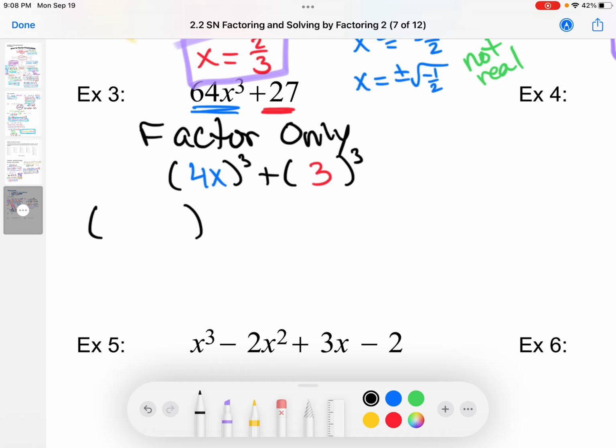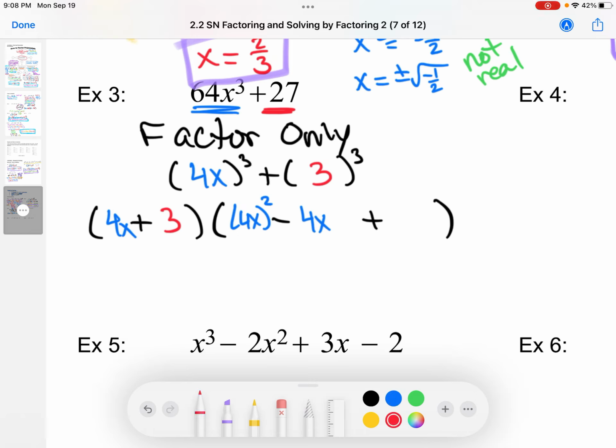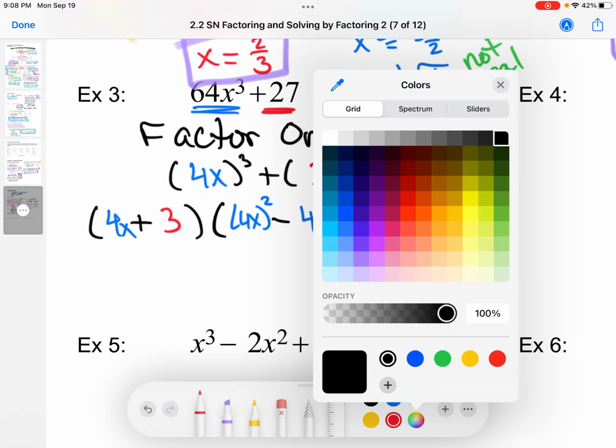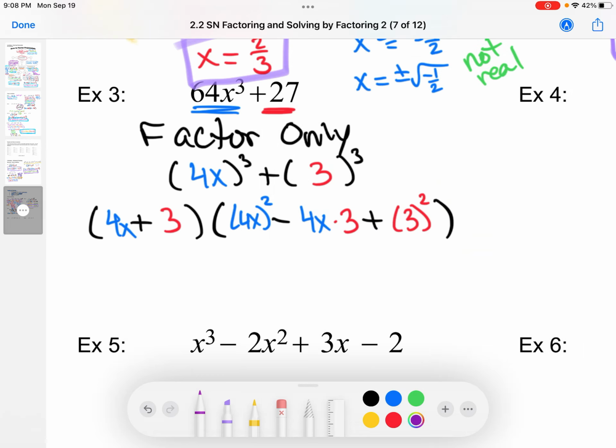So in our first parentheses, the sign is the same as the original problem, and it will be 4x plus the 3. In the second parentheses, the next sign is opposite. That last sign is always positive. We take the 4x and we square it for the first term. For the second term, we take the 4x times the 3. For that last term, we take the 3 and we square it.